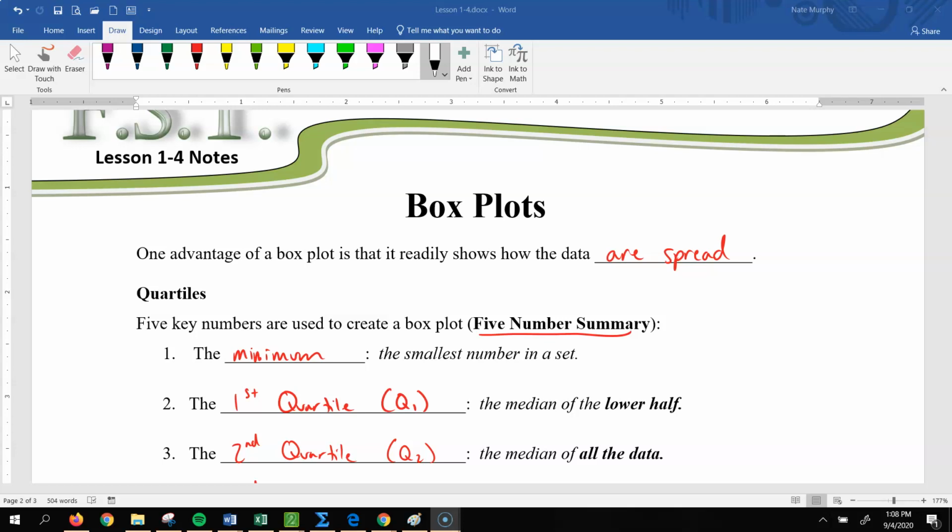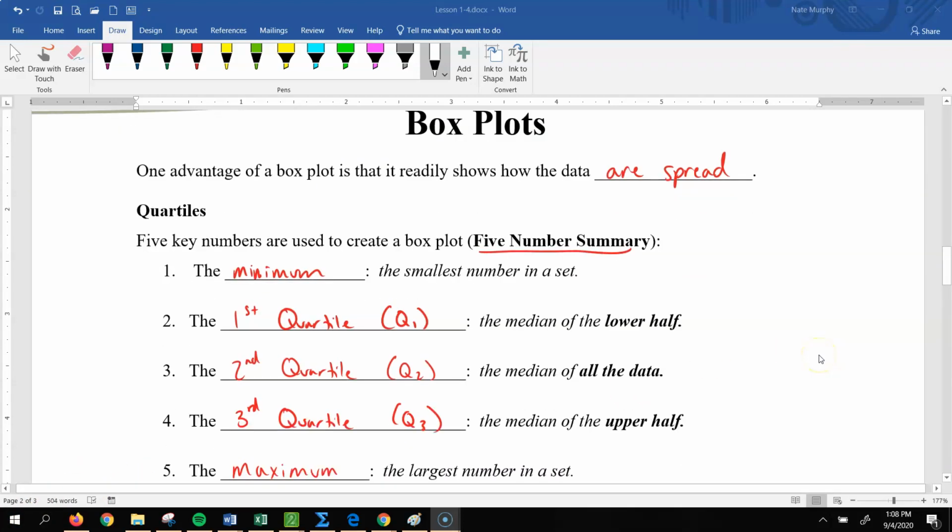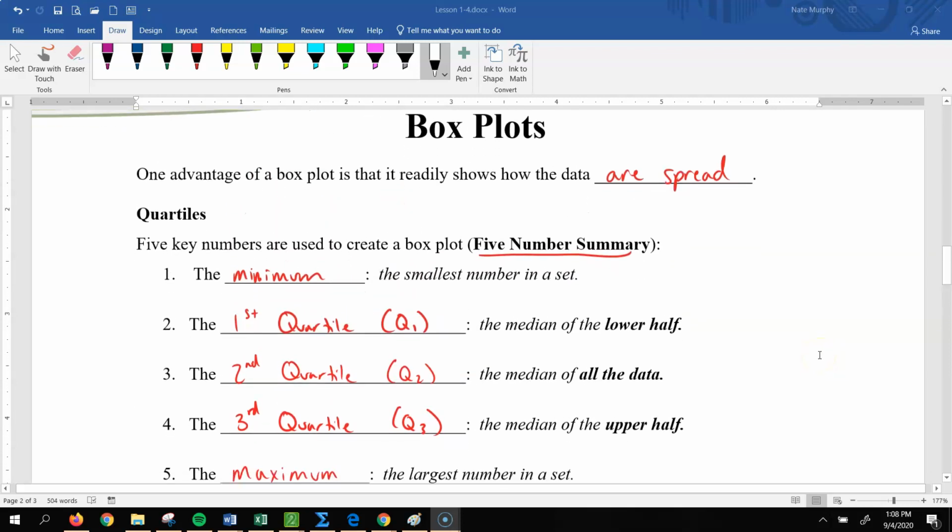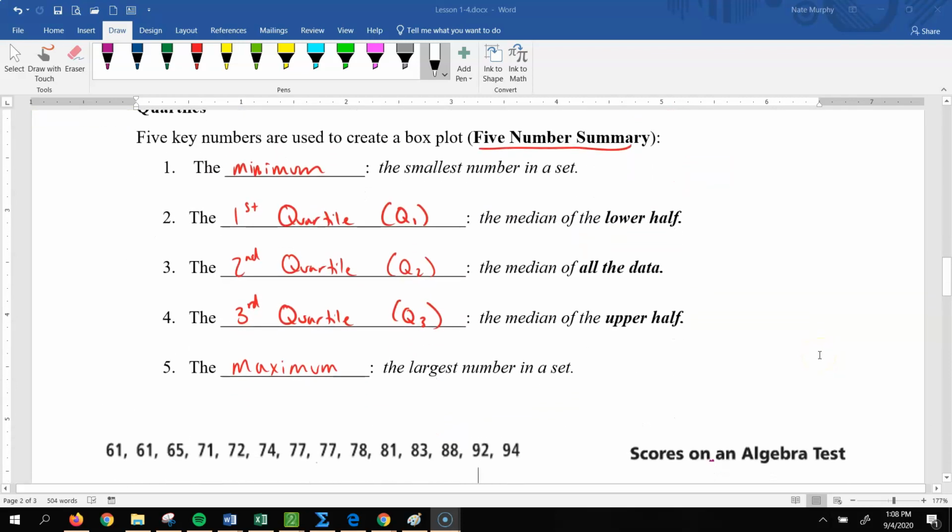Now, in order to create a box plot, all you need to have is what's called the 5-number summary. Those are 5 numbers, and those are the only 5 numbers that we need to use to create this graph. First off, the first important piece is called the minimum value, and that's pretty obvious. That's going to be the smallest number in a set, and if we skip to the last piece, the maximum is going to be the largest number in a set.